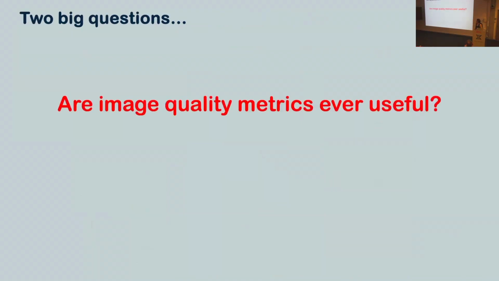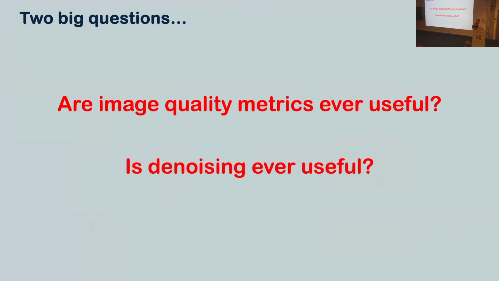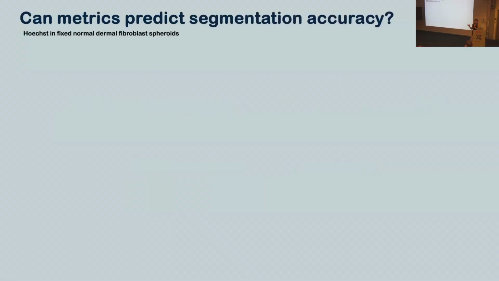So this leads us on to 2 big questions. Firstly, and I've made them actually quite big: are image quality metrics ever useful? Should we trust these things at all? Can they ever be helpful? And secondly, more controversially, is denoising ever useful? Is this AI processing that I've shown you, can that ever help you out? What I've been saying all along is our measure of quality needs to be how well we can answer a biological question downstream. So let's have a look at a few examples of that and see how denoising and our metrics perform.